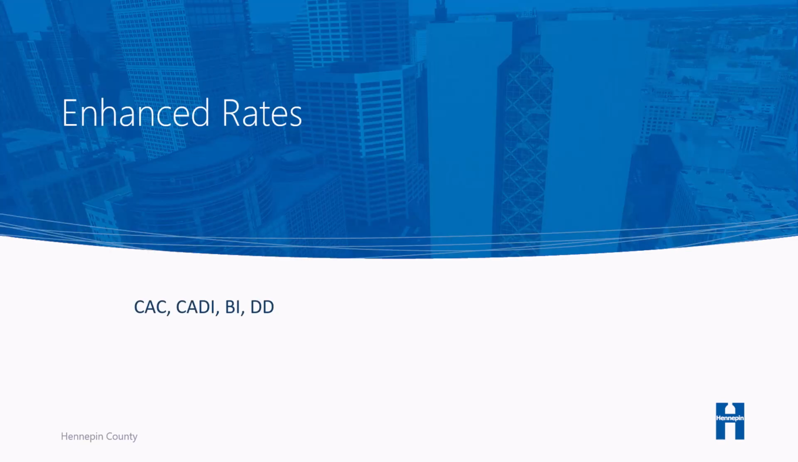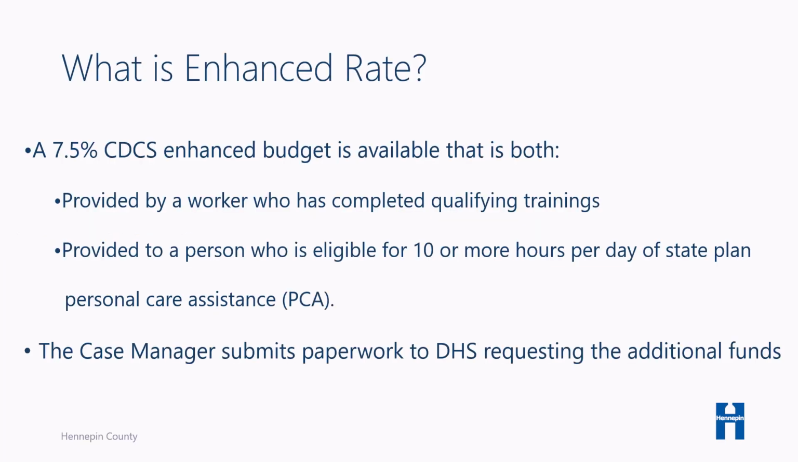Enhanced rates are different than budget exceptions. A person on a disability waiver can access both an enhanced rate and a budget exception if they meet the criteria for the supports needed. An enhanced rate is not only provided based on a person's needs, but also if the staff person meets the criteria provided by DHS. If the participant qualifies for more than 10 hours a day of personal care assistance, or PCA, they are eligible to have the enhanced rate applied to their budget.